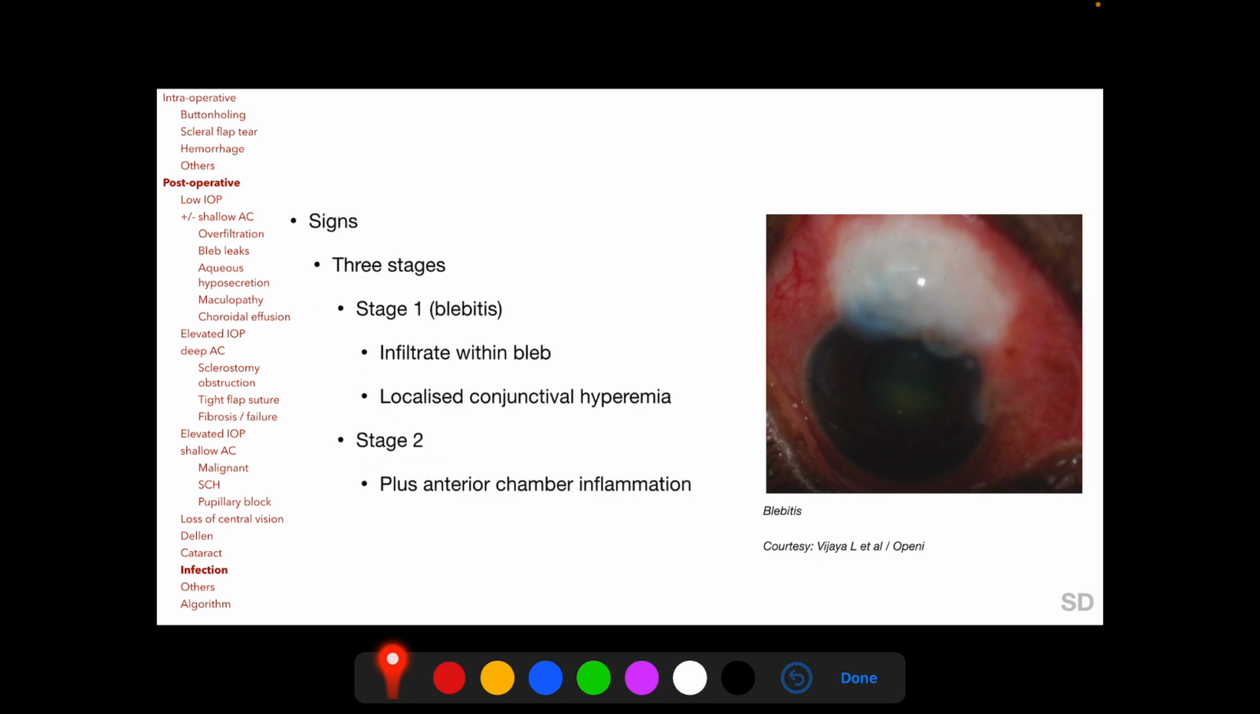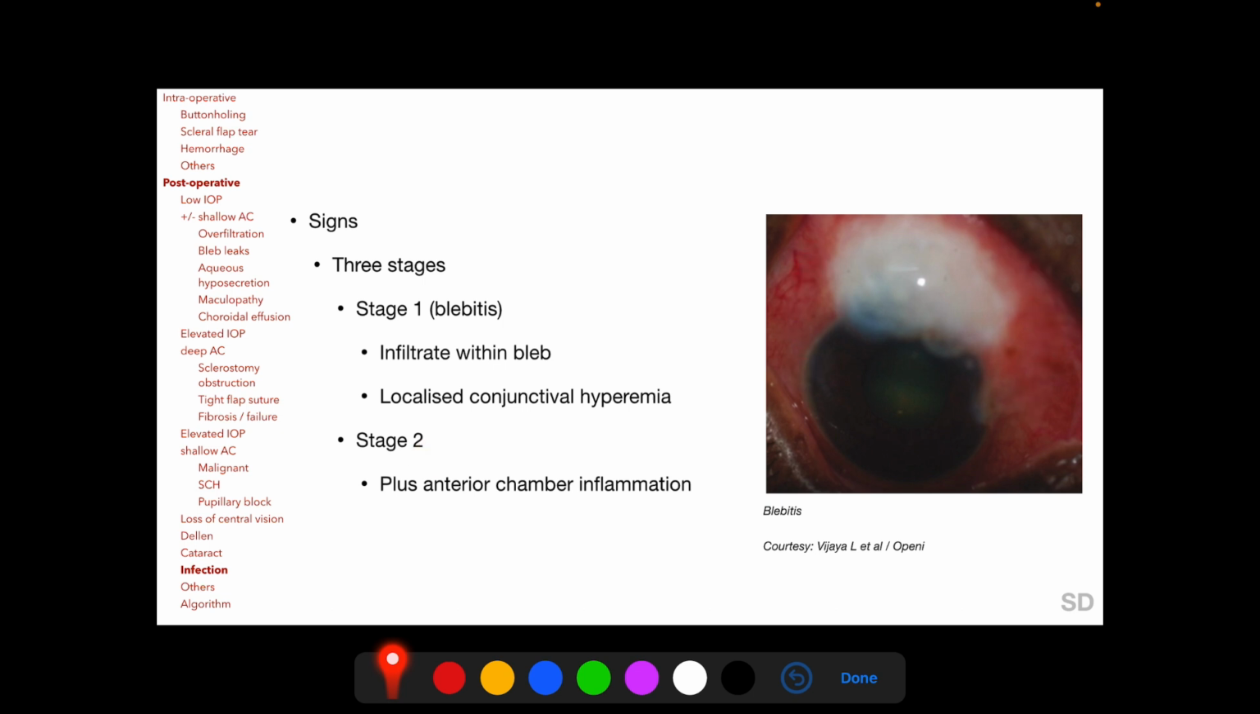Bleb-associated infections have been described as occurring in 3 stages. In stage 1, or the stage of blebitis, we will find a localized white infiltrate in the region of the bleb surrounded by conjunctival hyperemia, which can be localized.